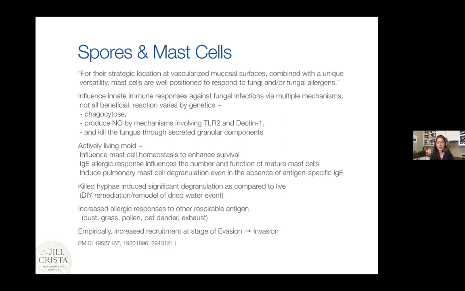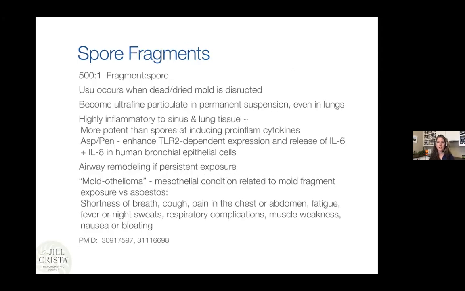When I have somebody who has lived 34 years and has not been sensitive to pollen, and they have a possible water damage building exposure, I don't look at the pollen, I go looking for mold. Empirically, my experience is that we see increased recruitment of mast cells at that stage of evasion to invasion. So when I have someone with a lot of mast cell issues, we go for the antifungals as soon as possible. How about spore fragments?